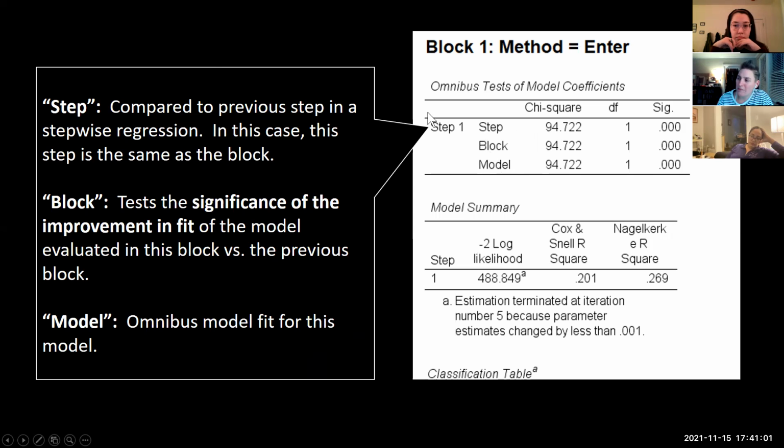Now, I'm not going to distinguish much between the step, the block, and the model, but there are different ways that you can add in variables or predictors in different waves or orders in order to try to test whether some of them are more effective at reducing error than others. But if you do everything in one step, they'll all be the same, so it doesn't really matter to distinguish between them. But essentially here, for the model, we're saying how much better does this model fit now.